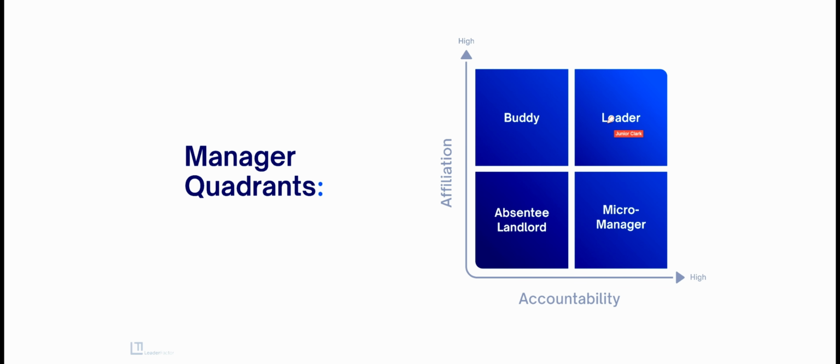We have two axes again. We have affiliation on the y-axis and accountability on the x-axis. So explain these two axes to us. Accountability, I think we understand: you're being answerable for your own performance. Affiliation means the quality, the depth, the intimacy, the familiarity in the relationship that you have with the other person. So it's a measure of that relationship.